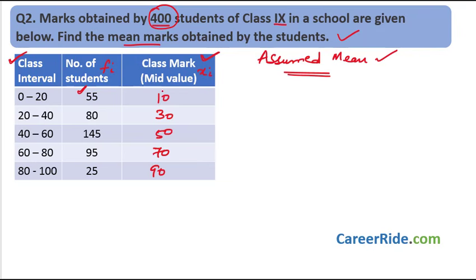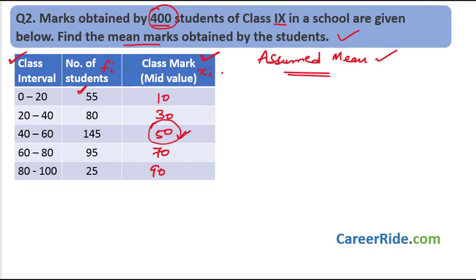So from one of these values, that is 10, 30, 50, 70, 90, I'll assume one of them to be my mean. I'll say that these are my mean marks for the class. For the purpose of this question, I'm assuming it to be 50. You can assume it to be 30 or 70, you can do anything. I'm assuming that my mean marks is 50 for this class.